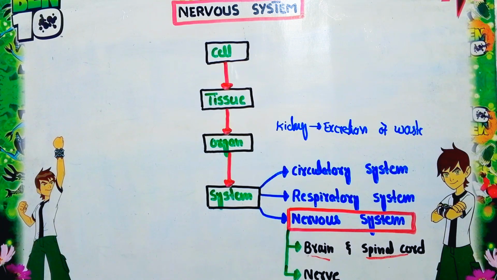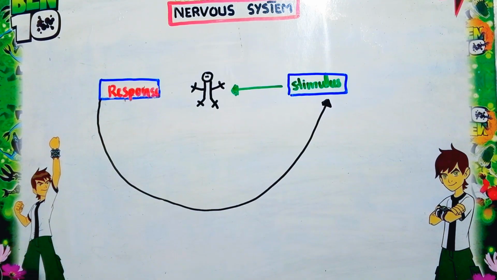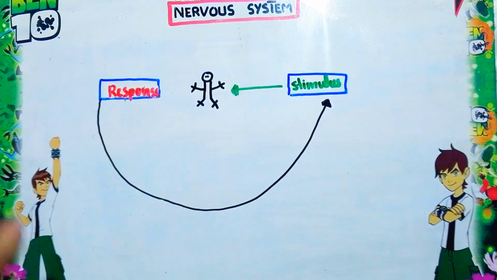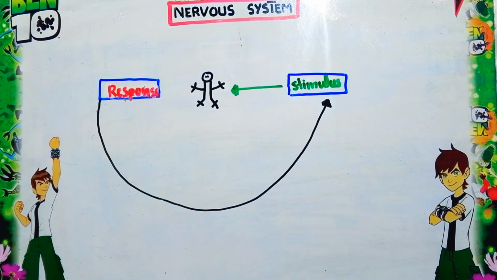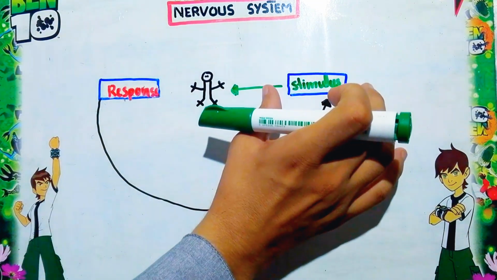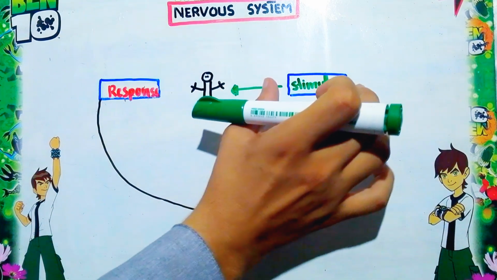Now we will take some specific examples to learn about the nervous system. Basically, the nervous system is the system of our body that controls various types of activities in our body. Suppose any type of change occurs in the environment. This change may occur in the internal environment or in the external environment. Such changes that occur in these two types of environment are called stimuli. So a stimulus is basically a change.